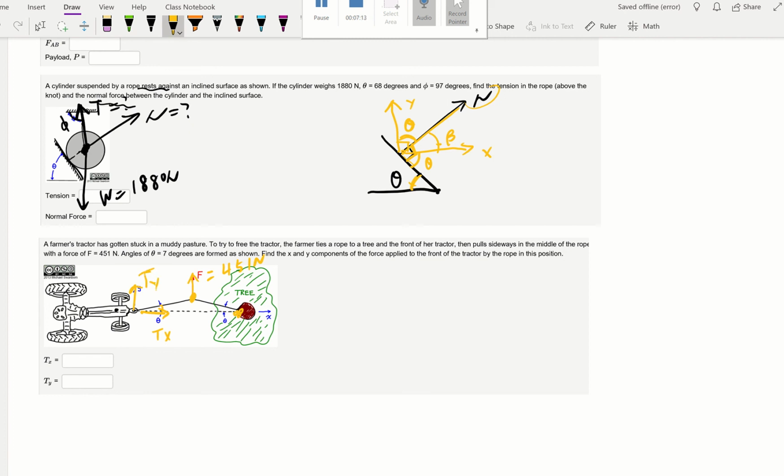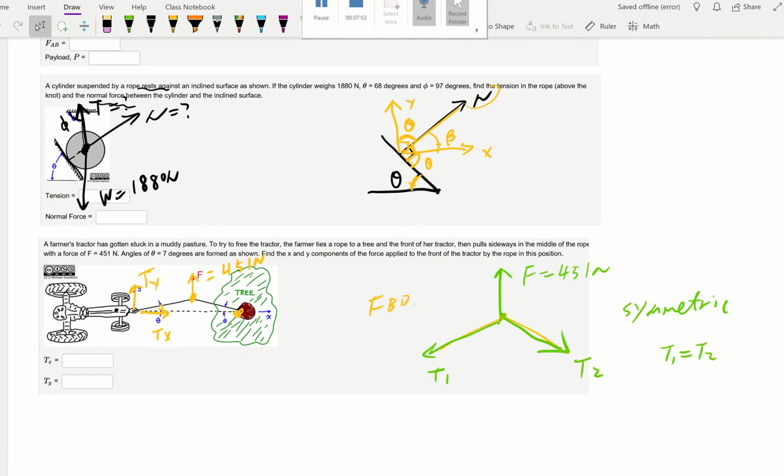So how do we solve that? If we were looking at the FBD of the midpoint of the rope, then let's draw all the FBD. We will have this force, 451 Newton, and then we also have these two tensions. And since it's symmetric, you can actually prove it. This tension 1 and tension 2 should be equal, right? Because they share the same. When you decompose, you realize this angle and that angle are the same, so you're going to get the same.